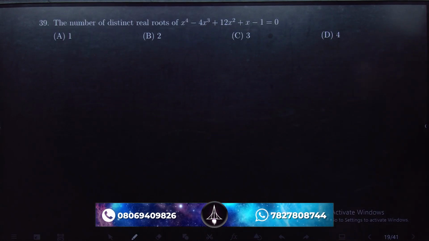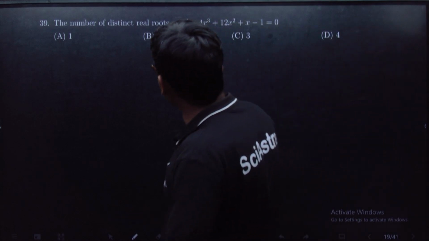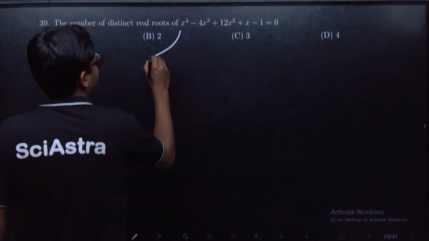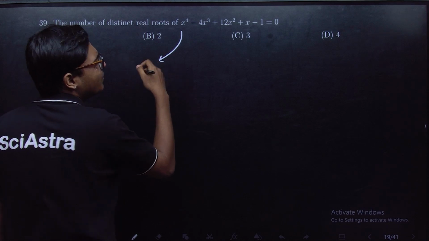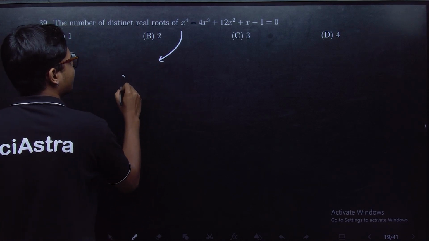Alright. Coming to question 39. The number of distinct real roots of this function is equal to what? Surprisingly, we will not use any polynomial theory over here. What we'll use is, so we'll use some of it obviously, but we'll look at the derivative of this, right?